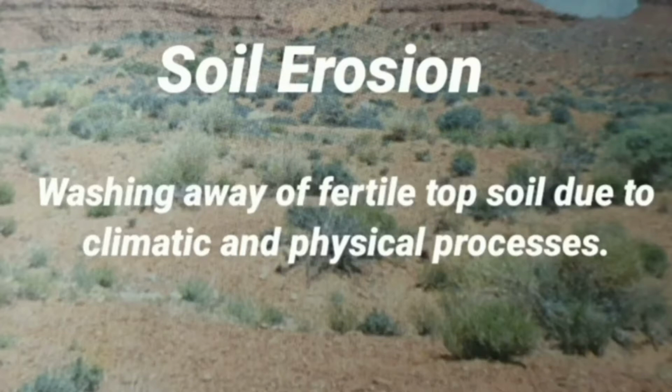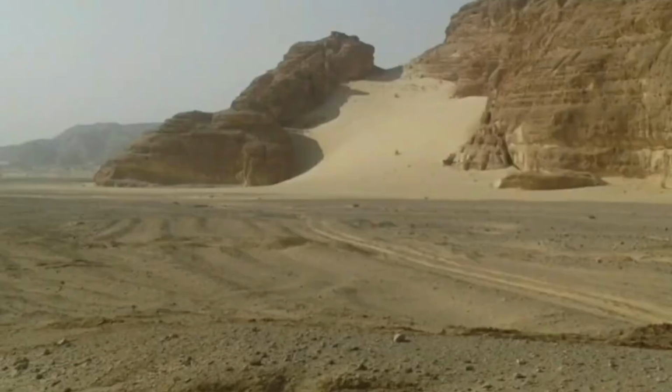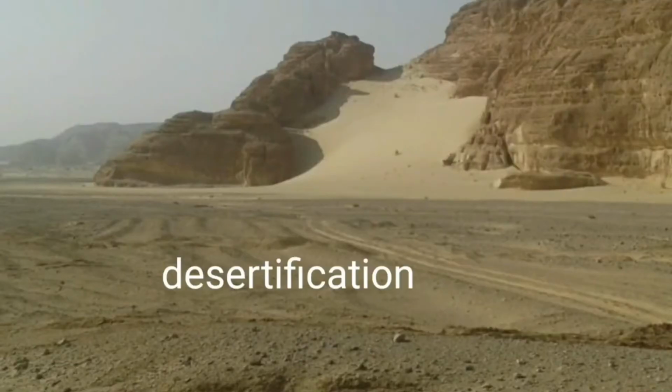What do you mean by soil erosion? It is the removal and transportation of topsoil, the top layer of the soil, from its original position due to factors such as strong winds or fast running rainwater. Soil erosion results in desertification or reduction of soil fertility.